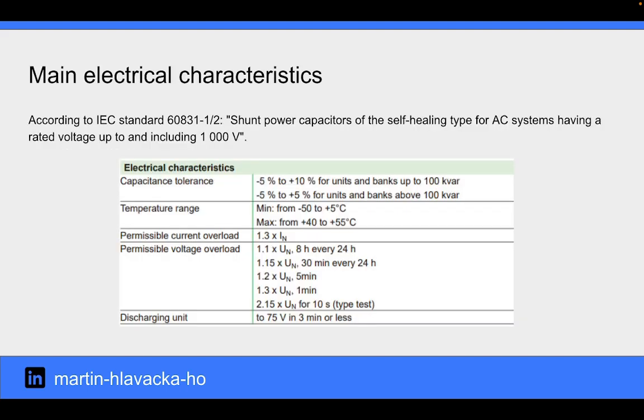On this slide, you can see the main electrical characteristics of LV capacitors according to IEC standards.